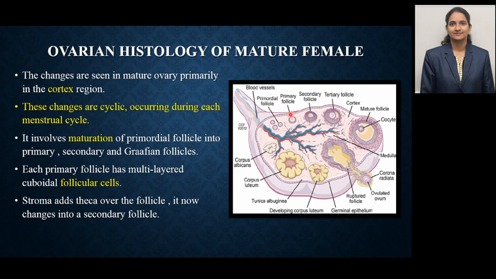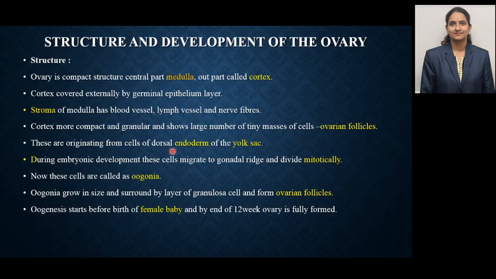This is the germinal layer present on the cortex region. Then stroma is nothing but the region where there is presence of blood vessels, lymph vessels and nerve fibers. The cortex is more compact and granular and shows a large number of tiny masses which are called ovarian follicles.